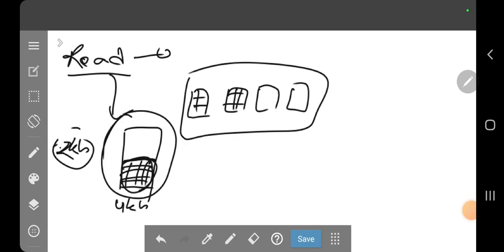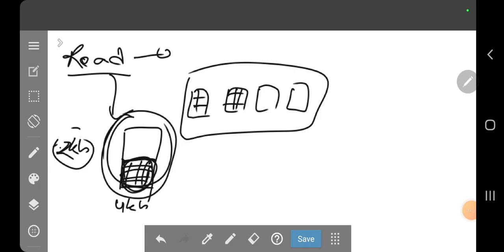So if we can read only this part, that is good enough, right? But no, the read operation can't read part of a page, it will read the whole page. You understand now? Okay, that's it for read. So remember this: the read operation can only read the whole page, not part of the page.